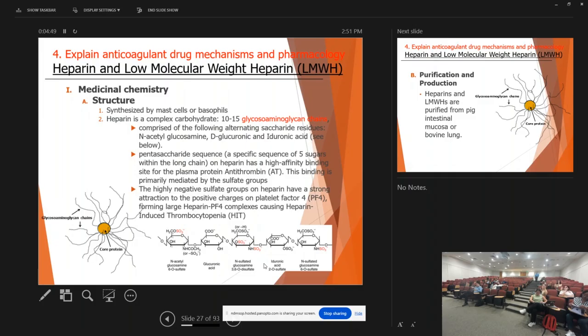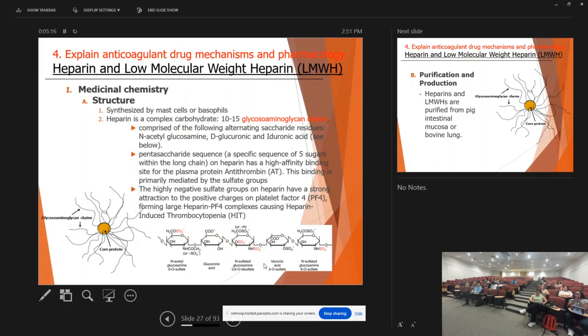It says in the first sentence, synthesized by mast cells or basophils. Do we have mast cells, basophils? Yes. So we do synthesize it. It's a complex carbohydrate. Our body has made it already. But we have studied and optimized it, and we can synthesize it in the lab. But here I'm talking about the natural one.